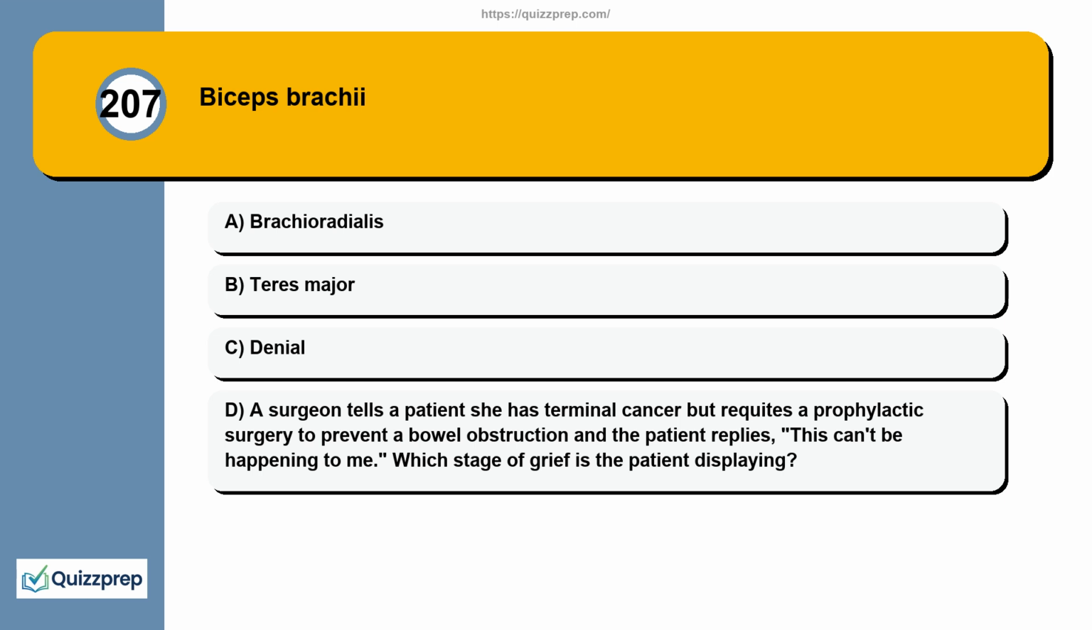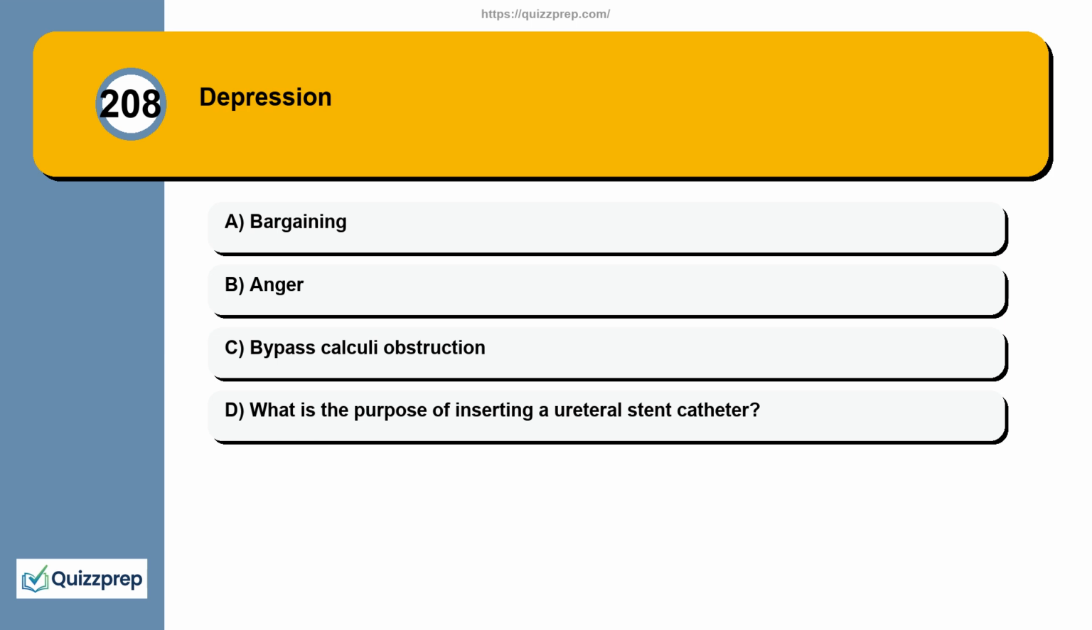The correct answer is option N/A. Question 208: Depression, option A; bargaining, option B; anger, option C; bypass calculi obstruction, option D. What is the purpose of inserting a ureteral stent catheter?